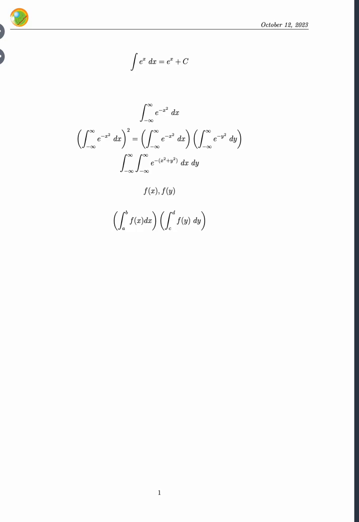is equal to the combined integral from a to b and the integral from c to d of f of x, f of y, dx, dy. Well, let me just call this g of y.